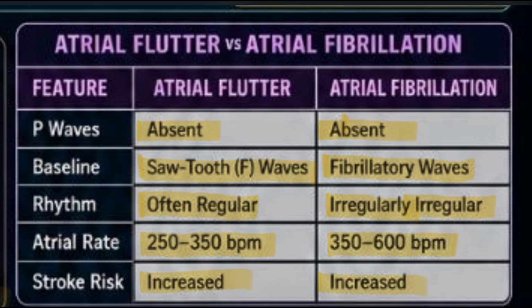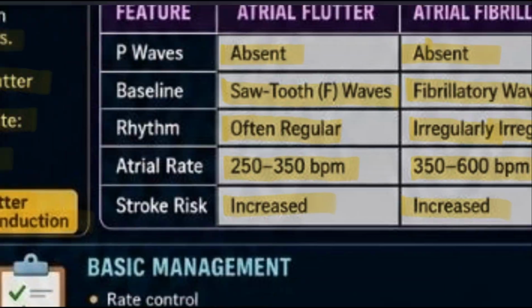The risk of stroke is increased in both atrial fibrillation and atrial flutter, because a thrombus will form and then travel directly to the brain. Then the patient will get a stroke.